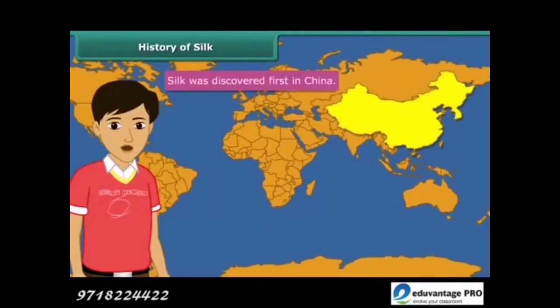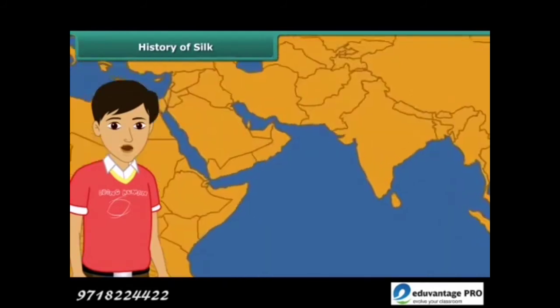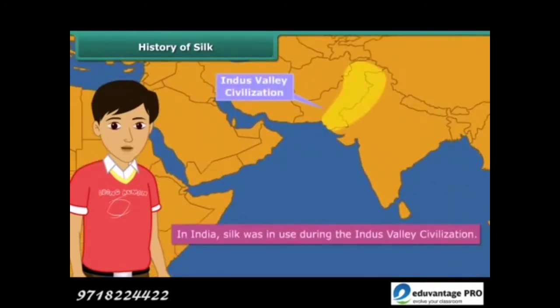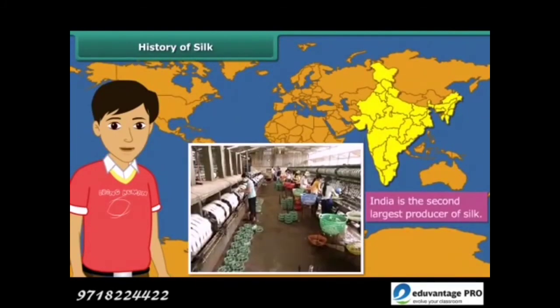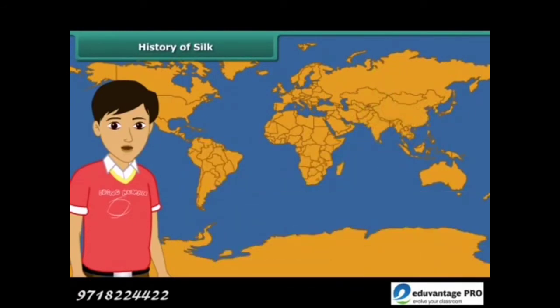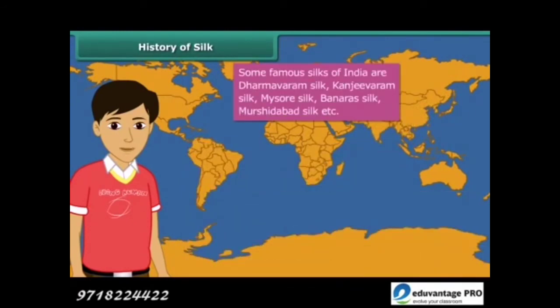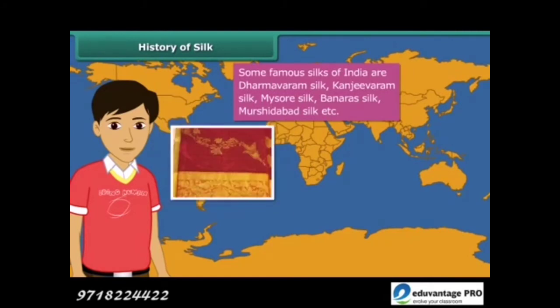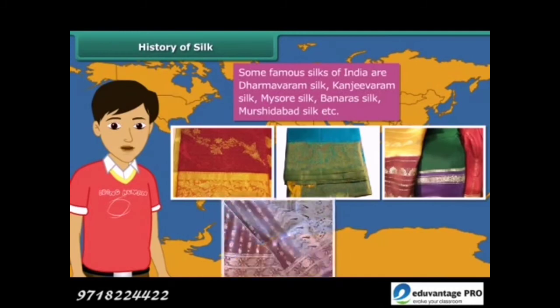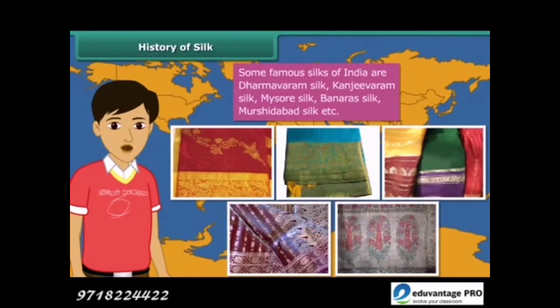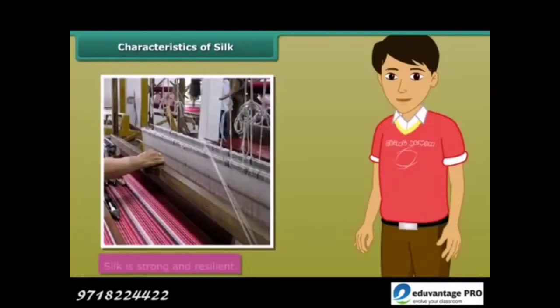Silk was discovered first in China. In India, silk was in use during the Indus Valley civilization. India is the second largest producer of silk. Some famous silks of India are Dharmavaram silk, Kanjivaram silk, Mysore silk, Banaras silk, Murshidabad silk, etc.